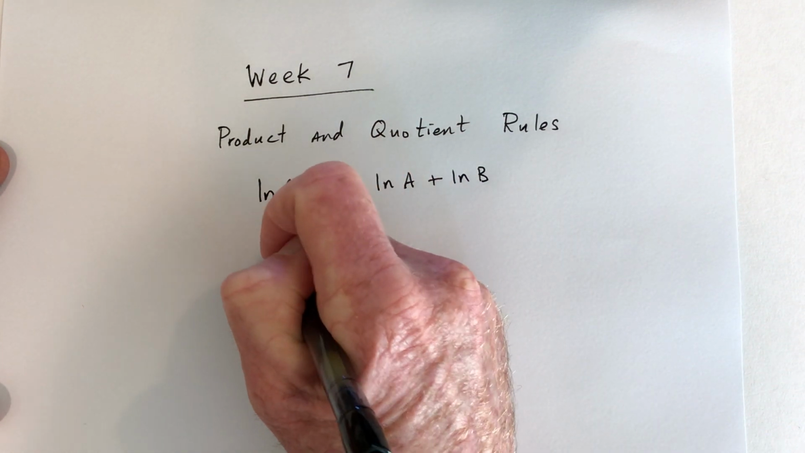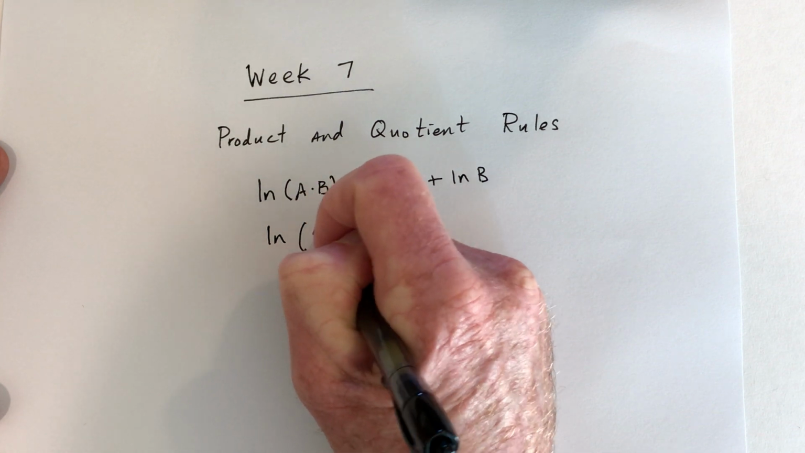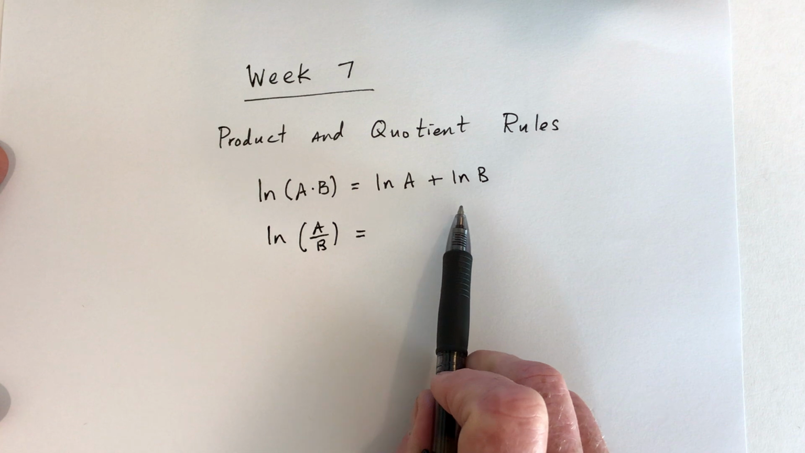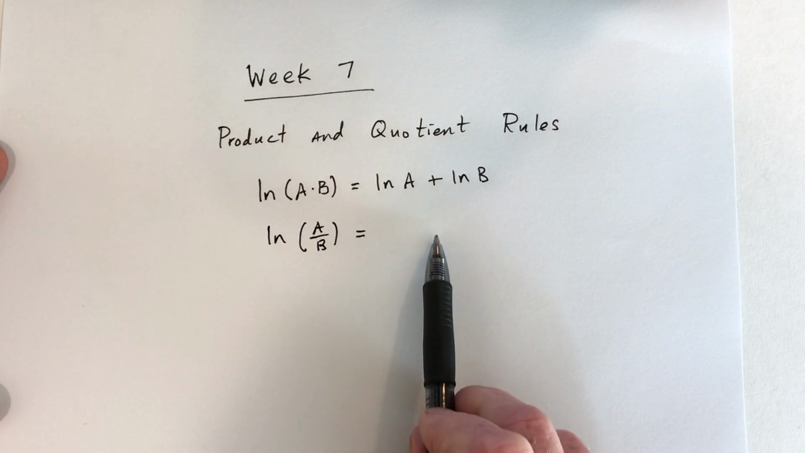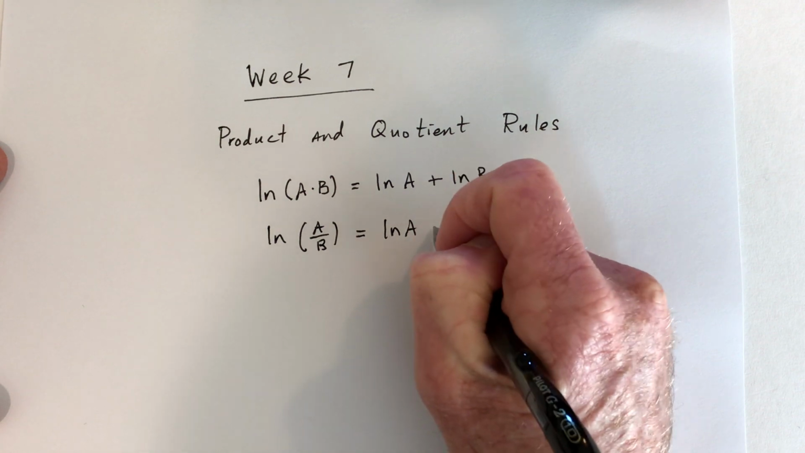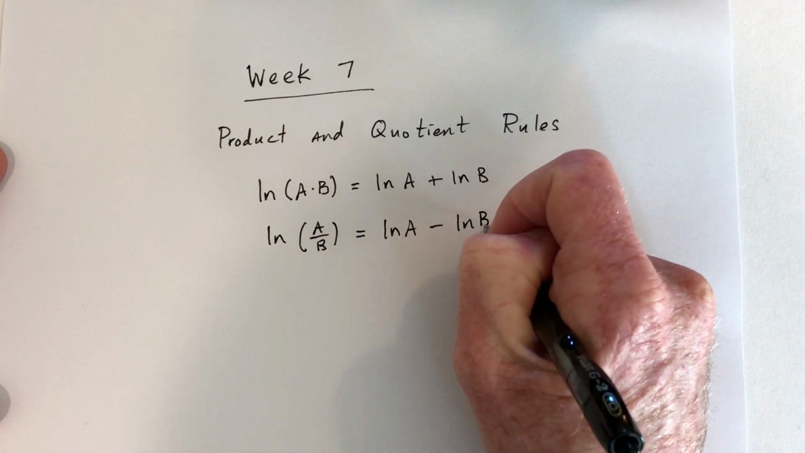And then there's one for division. So if it was a divided by b, then it's going to look exactly the same except the plus is going to turn into minus. So then it's the natural log of the a minus the natural log of the b.